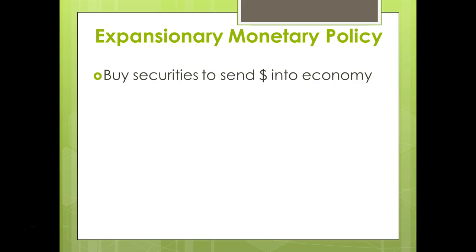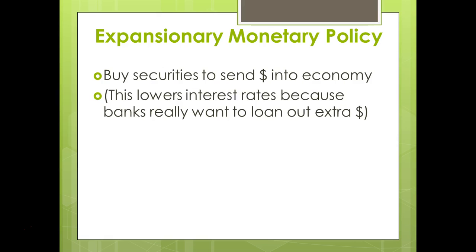Expansionary monetary policy is when the Fed buys securities to send money into the economy. This lowers interest rates because banks really want to loan out that extra money that they've got in their banks. They can lower the discount rate, which is the rate that banks can borrow money directly from the Federal Reserve, making it easier to make loans, increasing the money supply.